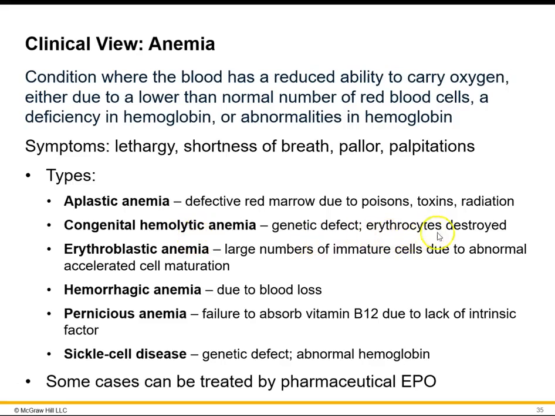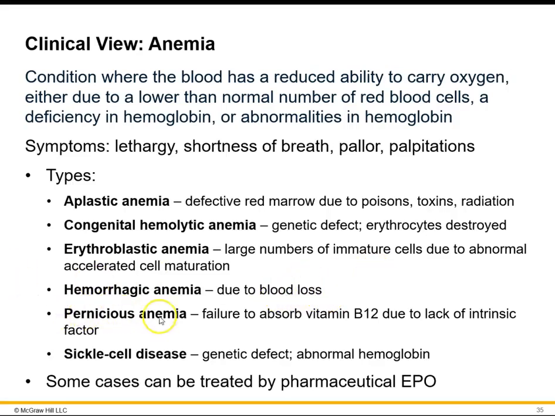Again, the erythrocytes here are going to be destroyed, and this is due to a genetic defect. Then there's erythroblastic anemia. This is going to involve large numbers of erythroblasts, which are those immature red blood cells, right? And the reason for this is because the cell maturation has been accelerated. So the red blood cells are dividing too soon and getting released too early. There's hemorrhagic anemia. This is going to be due to blood loss.